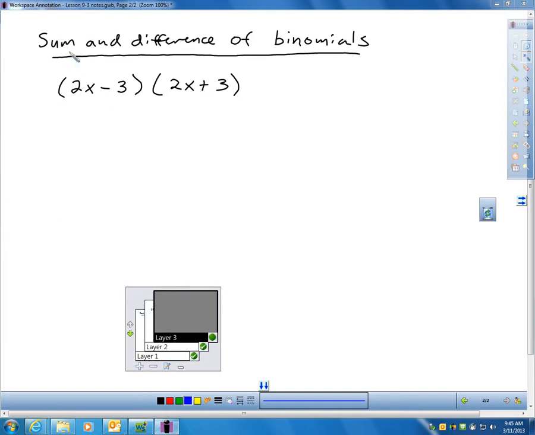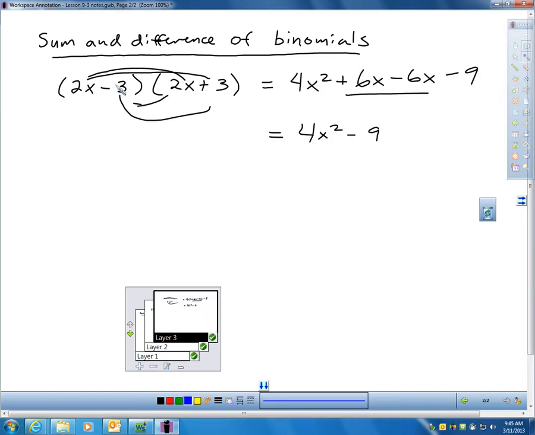Now, we can always do this problem the way we did in 9.2, which is double distribute. So I did that. 2x times 2x is 4x squared. 2x times positive 3 is 6x. Negative 3 times 2x is negative 6x, and negative 3 times 3 is negative 9. And you notice right here, I'm taking 6x minus 6x, and because I have like terms, those cancel out. I get 4x squared minus 9.